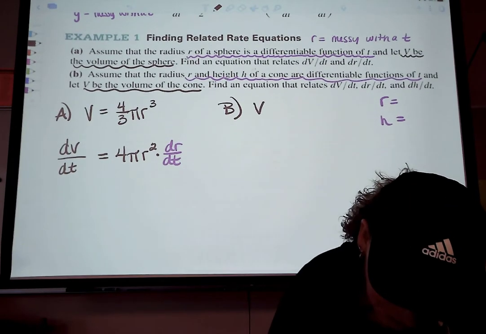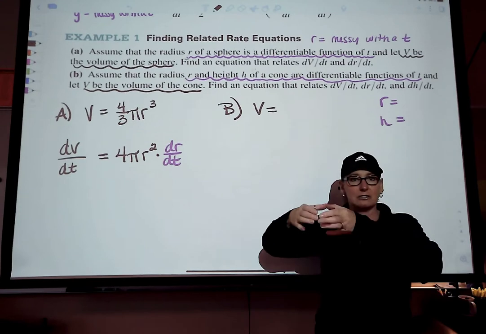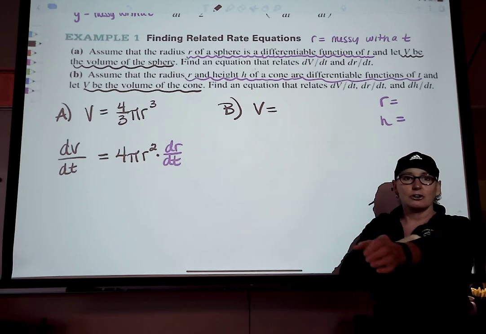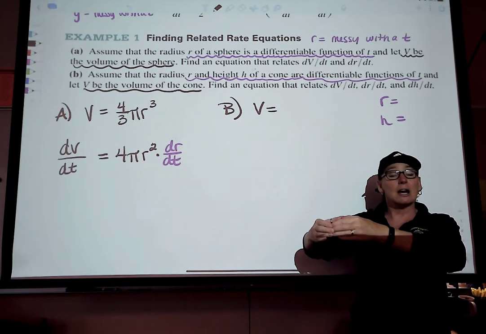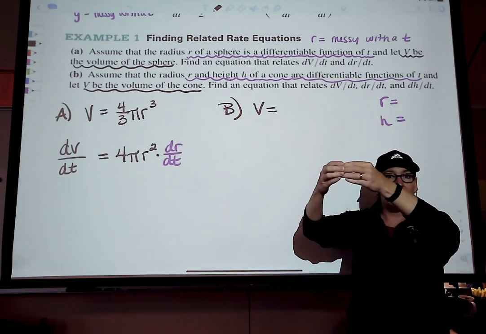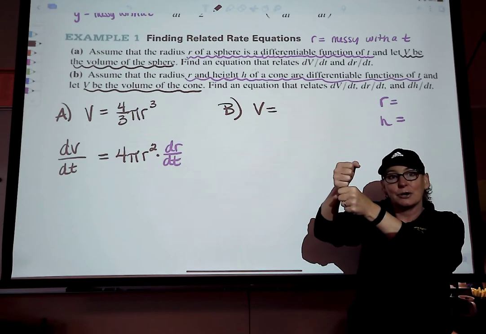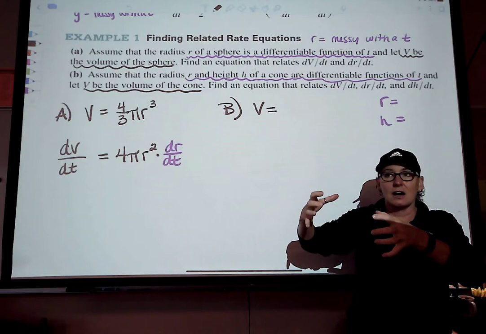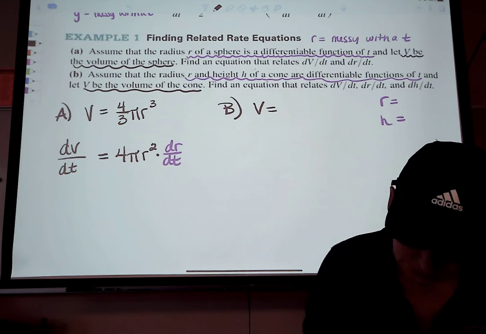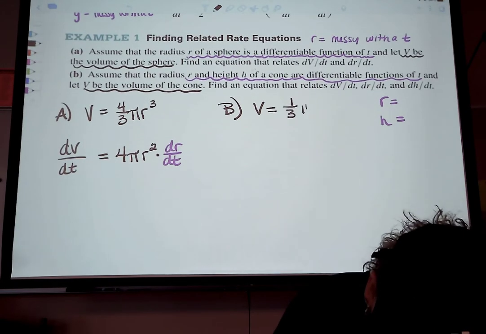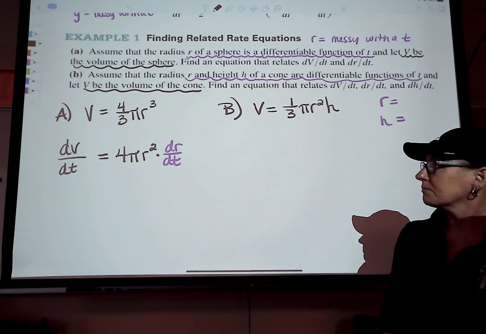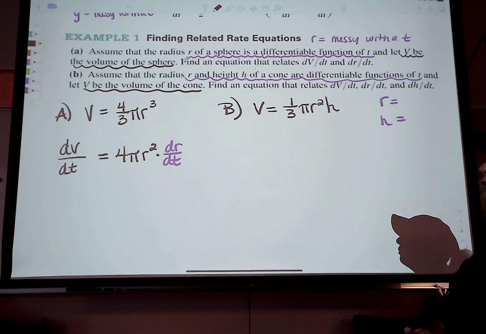We can't get that until we have an original volume equation. So for volume of a cone, you're going to start with the base that's a circle. So you're going to go pi r squared. You're going to take that circle and multiply it by the height, because that's how we do volume. So I'm going to do pi r squared times the height. However, cones taper. And the amount that it tapers is 1/3. So 1/3 pi r squared h. It's the original volume equation for a cone.